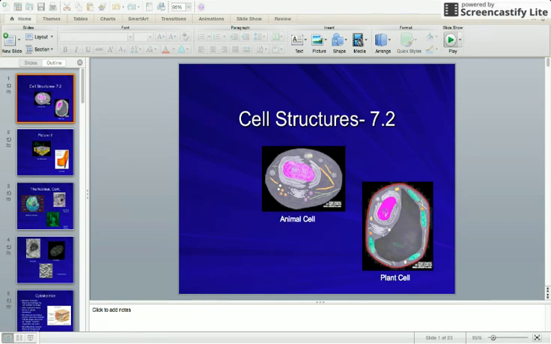Okay, so how does a cell get its energy? You have something called a mitochondria within the cell, and this is found in both the animal and the plant cell. Its main purpose is to break down glucose to release energy. Chloroplasts are only found in plant cells, and they're the organelles that convert sunlight into glucose through what we will get into later, photosynthesis.